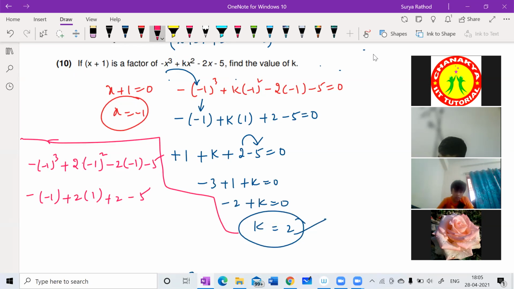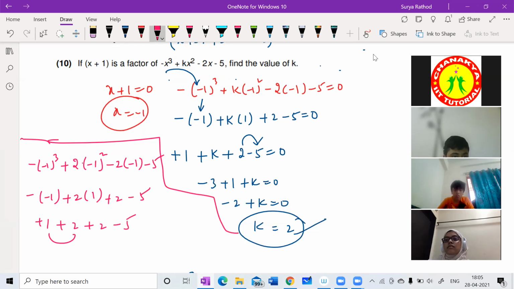You're going to get plus 1 plus 2 plus 2 minus 5. Hey, 0. 5 plus 5, 5 minus 5, 0. Correct. Done. We are getting 0.